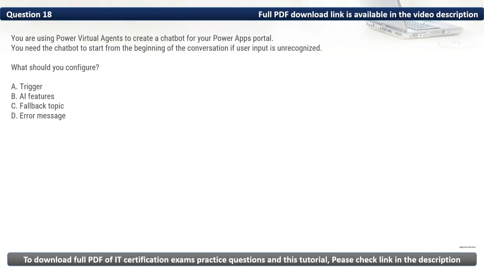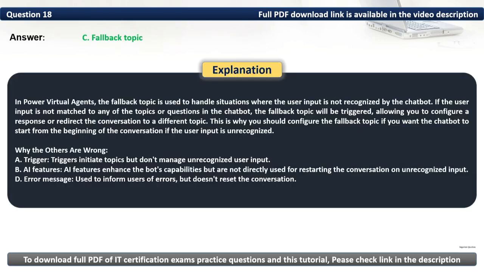As such, we should configure fallback topic. Thus, the correct option is C. In Power Virtual Agents, the fallback topic is used to handle situations where the user input is not recognized by the chatbot. If the user input is not matched to any of the topics or questions in the chatbot, the fallback topic will be triggered, allowing you to configure a response or redirect the conversation to a different topic.